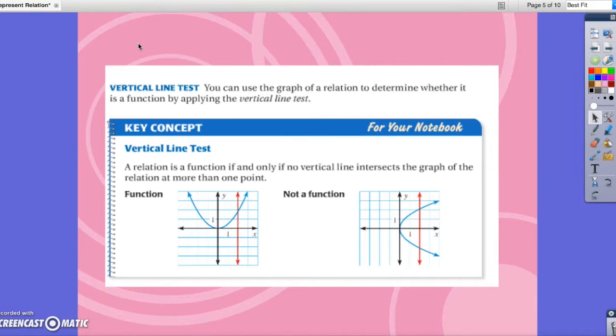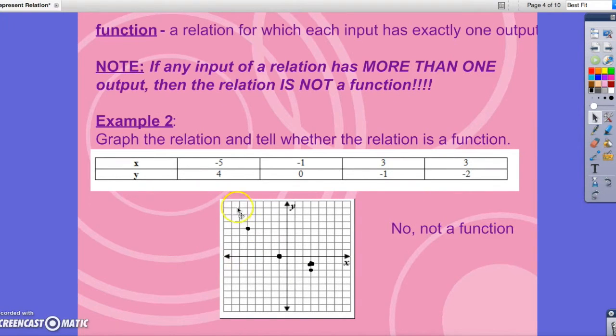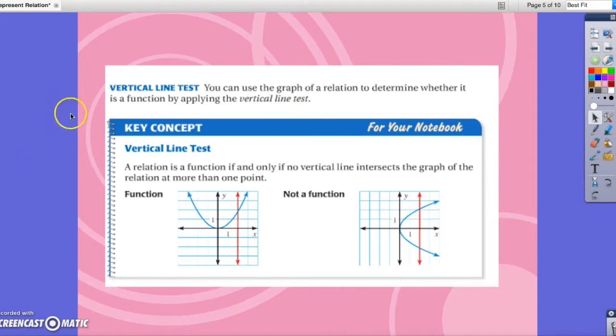If we go back just for one second, the vertical line test means if I draw a whole bunch of vertical lines, up and down lines, I'll only hit one point. If you look here, if I drew this line through 3, look what happens: one point, two points. That's why it's not a function. So if we come back here, here's an example. It says a relation is a function if and only if no vertical line intersects the graph of the relation at more than one point.